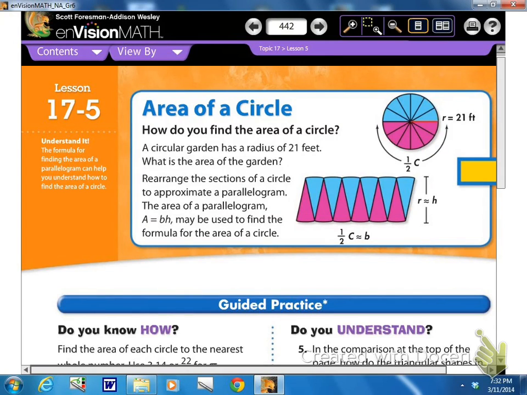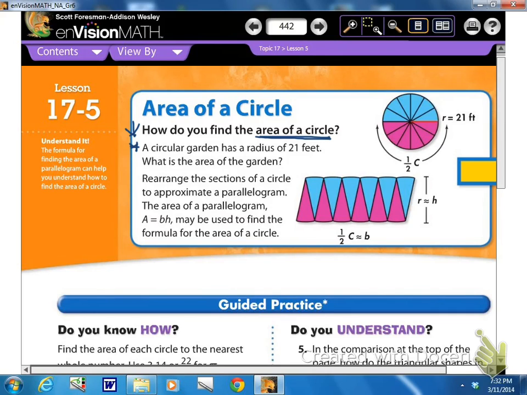Alright, today we're looking at lesson 17-5, area of a circle, on page 442. So, how do you find the area of a circle? We've looked at the area of a rectangle, parallelogram, irregular figures. Now we're looking at a circle here. So they give you an example.